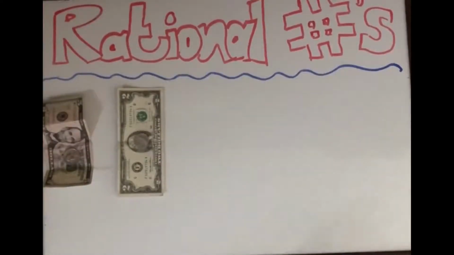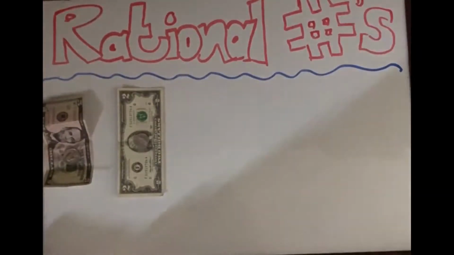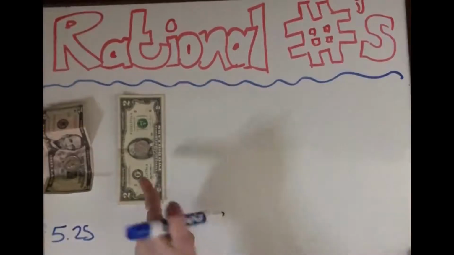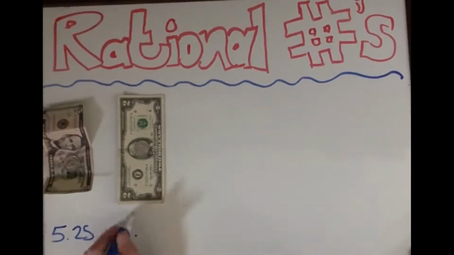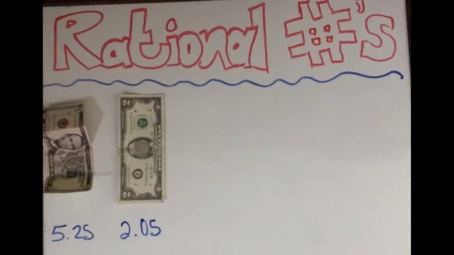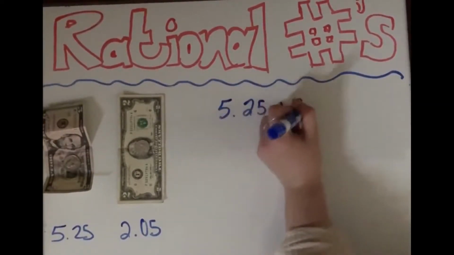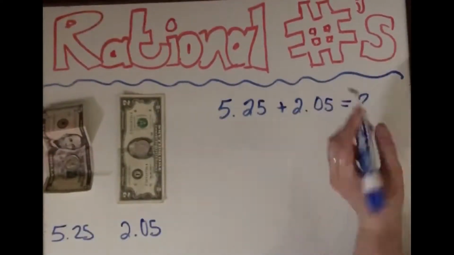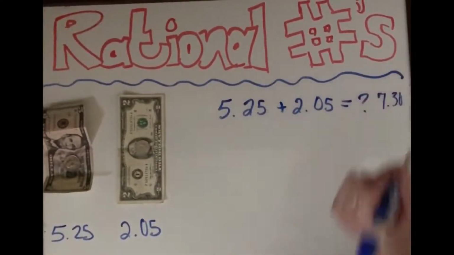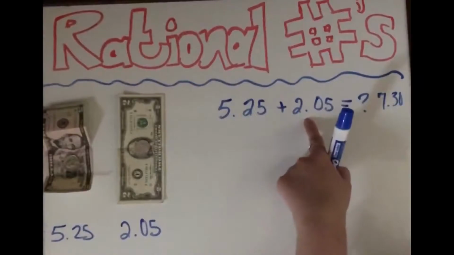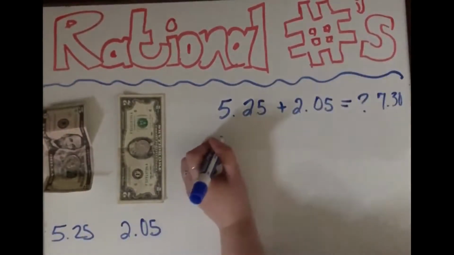Now using the same example, we're going to do decimals. $5.25 is equal to 5.25. $2.05 equals 2.05, right? And if we want to add these, adding decimals is very simple. You have $5.25 plus $2.05 equals how many? We know from our last problem it equals $7.30. So what you do when you add decimals is basically line up the decimal points and make sure that all the digits fall correctly.